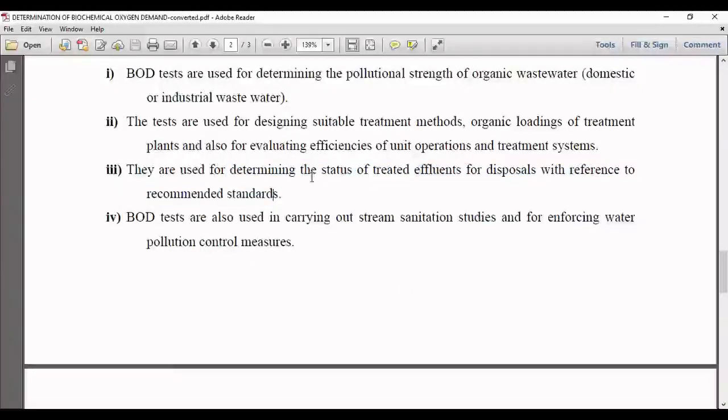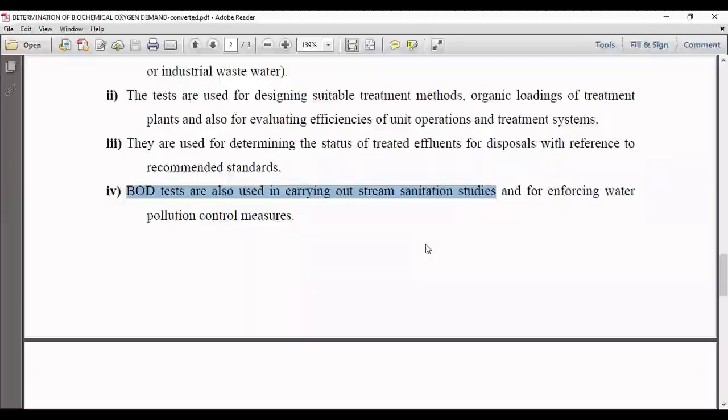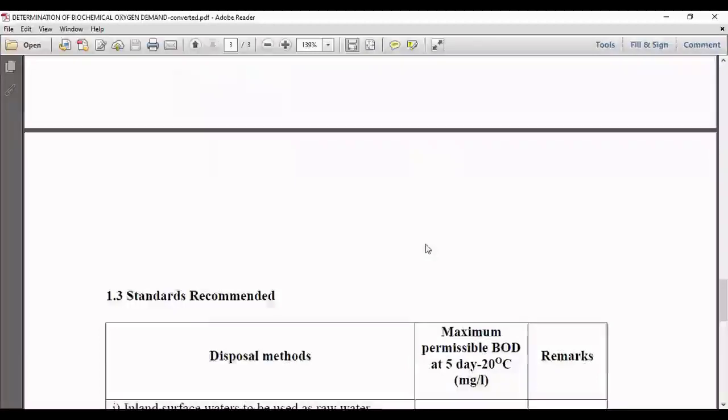So, if I have treated any domestic wastewater and now have to discharge it, that discharge depends upon the BOD value that I've got for the treated effluent. If that matches the recommended standards, then only I can discharge. Also, BOD tests are used for carrying out stream sanitation studies, which help us understand the pollution strength of that river, and we can enforce water pollution control measures as well.